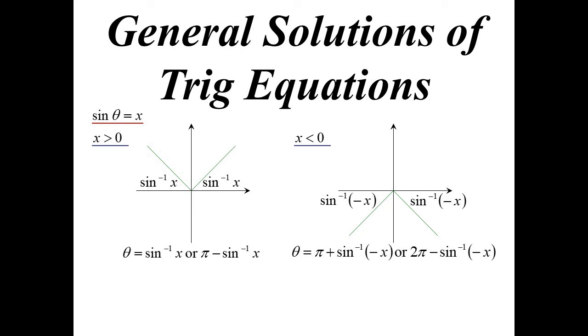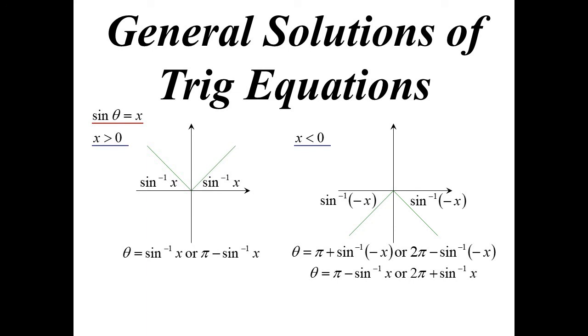Inverse sine of negative x is the same as the negative of inverse sine of x, because it was an odd function. So pi plus the inverse sine of negative x is the same as pi minus the inverse sine of x. Well, hang on, that's the same answer we got if x was positive. And the other one, 2 pi plus the inverse sine of x, well, hang on, that's actually the same as inverse sine of x, because we could add 2 pi. So what does that mean? It means it actually doesn't matter whether x is positive or x is negative. We've still got the same solution.